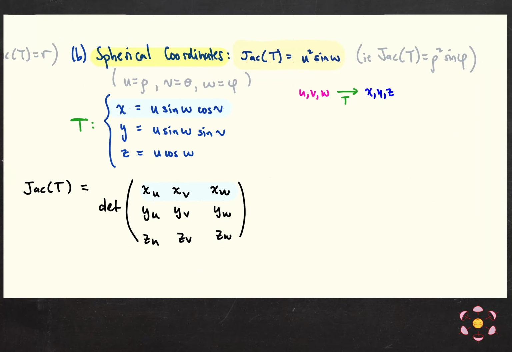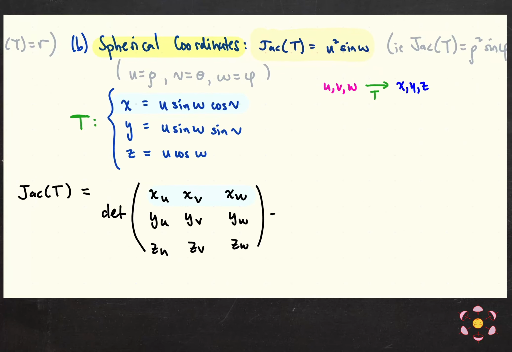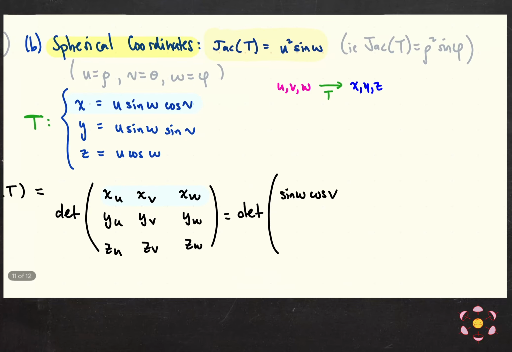Okay, let me zoom in because I do need to write neat and small here. 3 by 3. So first one, partial derivative of x with respect to u. Okay, so that's going to give me sine w cosine v. Partial derivative of x with respect to v. Okay, so take the derivative of cosine of v, that's negative sine v. The rest is going to stay unchanged.